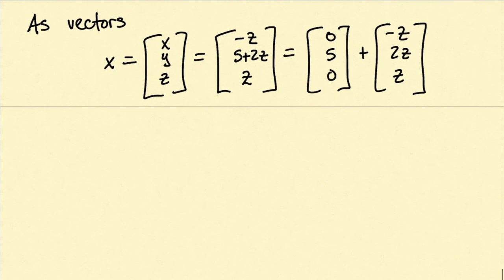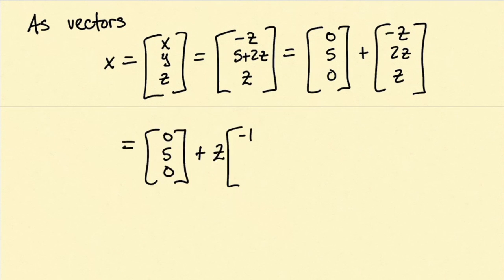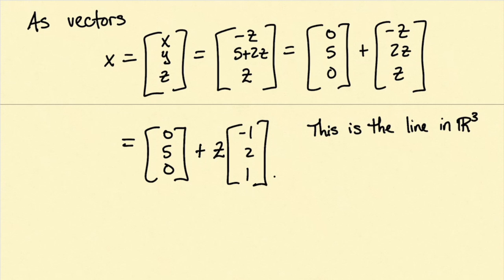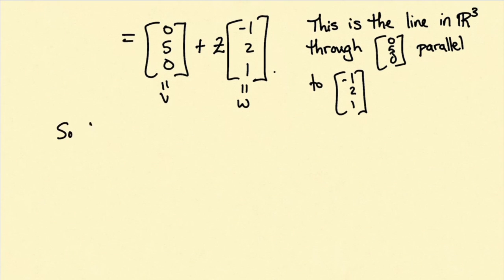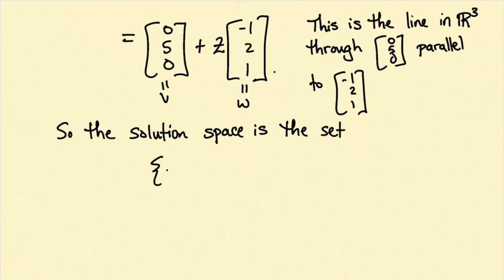We can think about this vector as a vector with entries -1, 2, and 1 that's been scaled by z. Since we are allowed to choose any z that we like, we can see that the solution to our matrix equation is actually a line sitting inside of R3. If we name these two vectors v and w, then we can describe this line as the set of all vectors v plus z multiplied by w such that z is any real number.